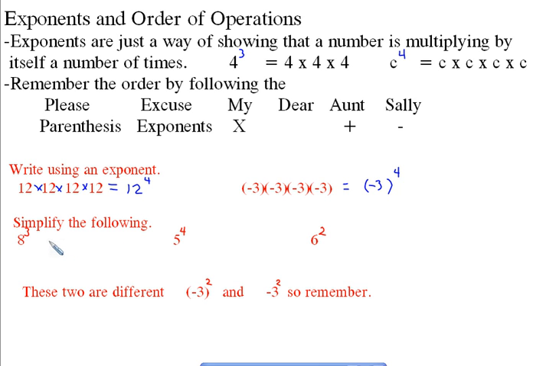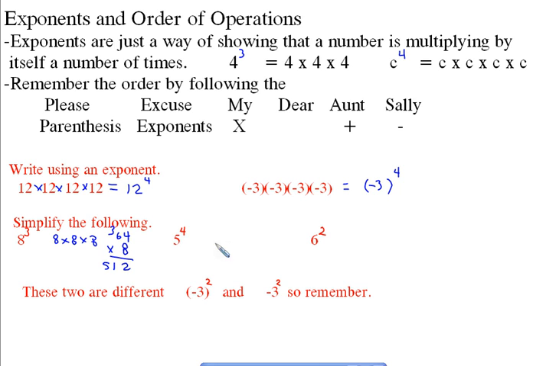For 8 to the third power, it's just going to be 8 times 8 times 8, which is, I don't know right offhand, but 8 times 8 is 64, times 8 is 512. So 512 is what 8 to the third is, not 24, because it's 8 times 8 times 8.